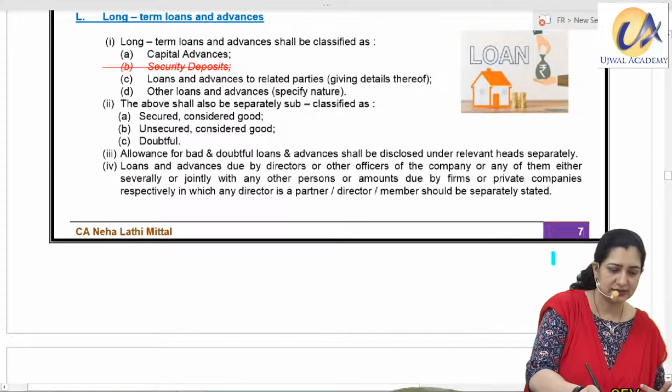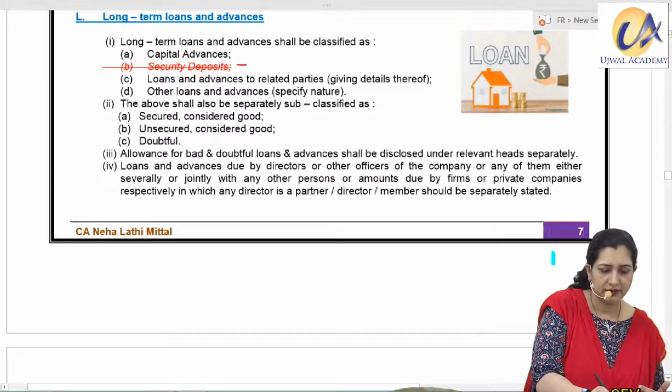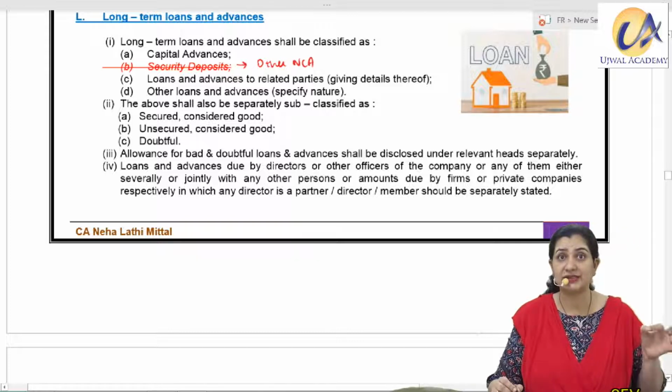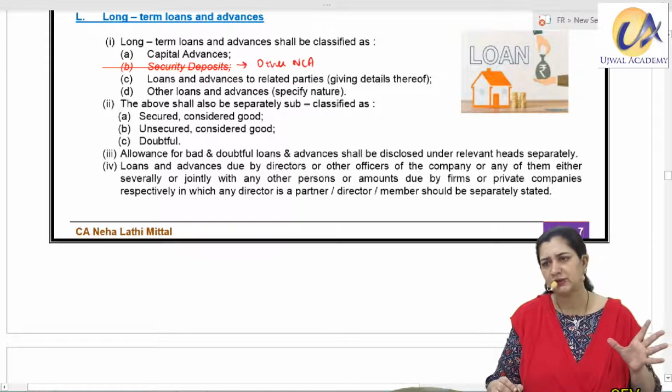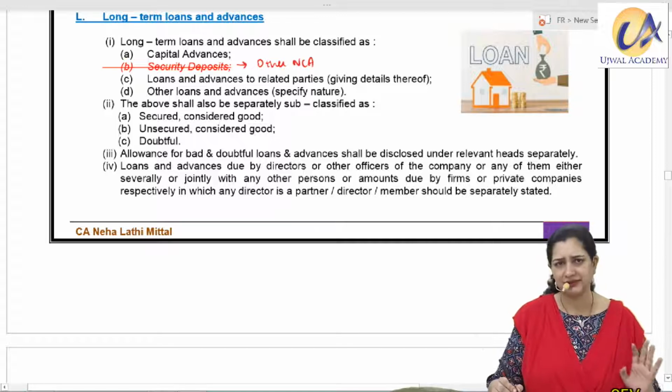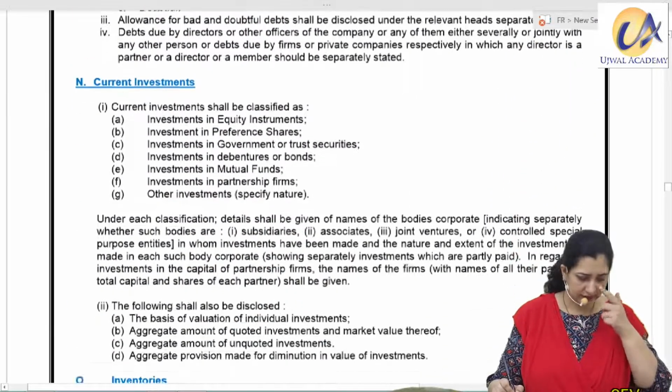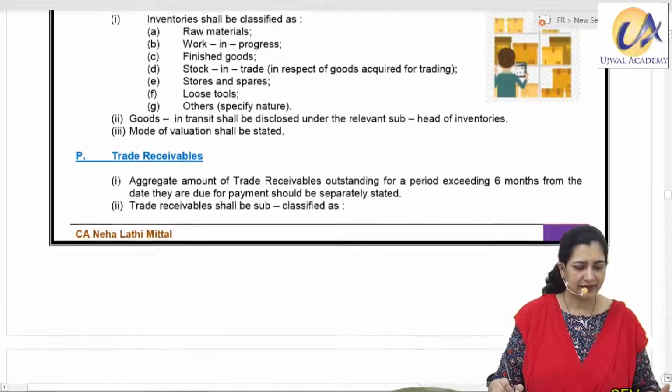So where is this being shown? This is shown under other non-current assets, not under long-term loans and advances, security deposit. So if any sum has this, just be careful, show it under others. Okay. So this is the change which has occurred. Current investments, nothing. Inventory, nothing.